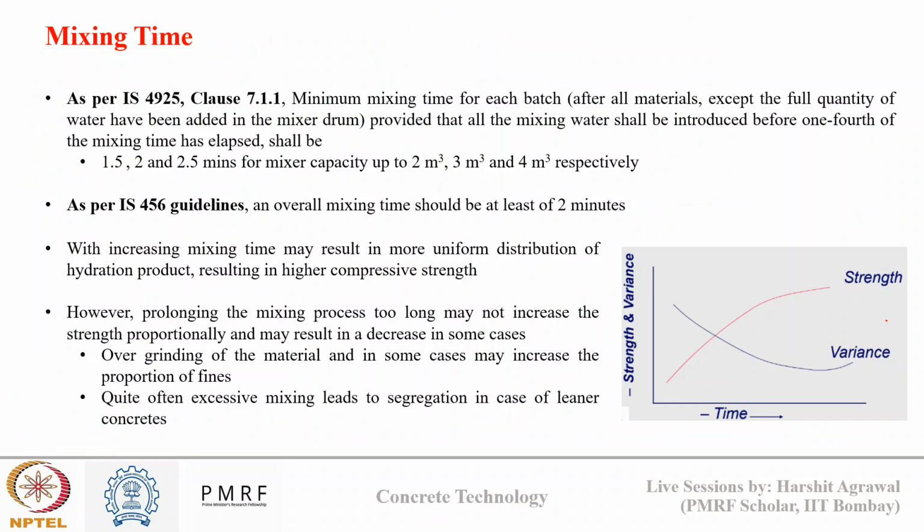Now we have batched concrete and we have poured concrete in a desired concrete mixer. The next thing is the timing of mixing: how much time we need to keep it for mixing. As per Indian Standard 4925, the minimum mixing time for each batch, provided that all mixing water is introduced before one fourth of the mixing time has elapsed, shall be 1.5, 2 and 2.5 minutes for different capacities of mixer. So for different capacities of mixer, the IS code has different mixing times once all the quantity of water has been introduced.